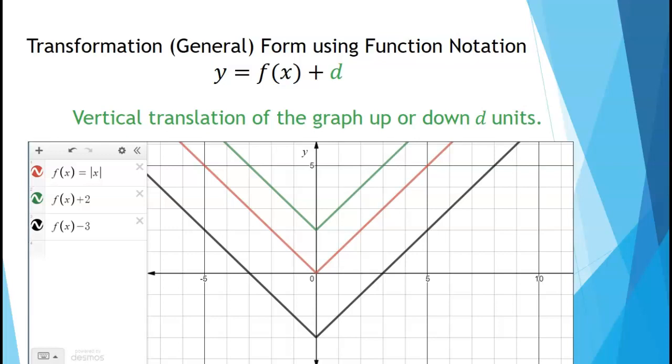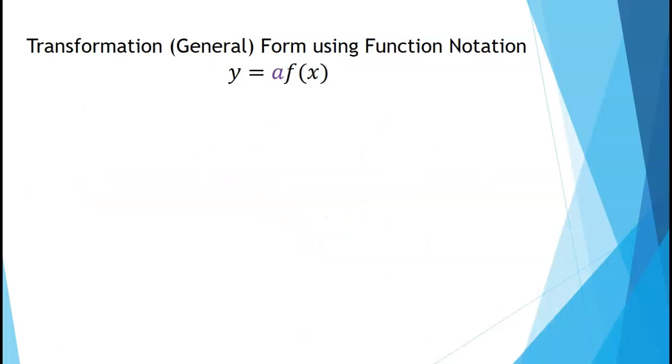Now we'll go into that in depth in the class. The next parameter we want to look at is the parameter a. In this case, we just take some number and we multiply our whole function times that number. So this would be the same as, let's say, y is equal to 3 times the absolute value of x. So let's take a look and see what happens. That will result in a vertical stretch or a vertical compression.